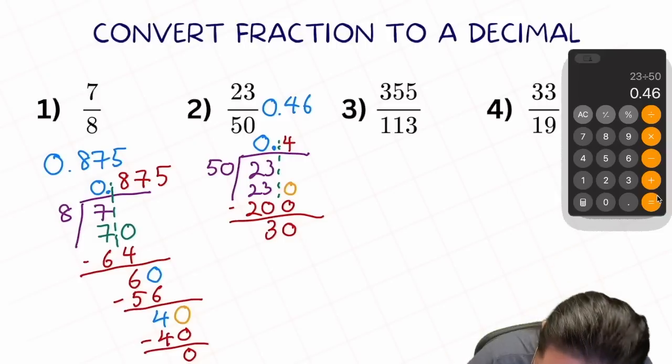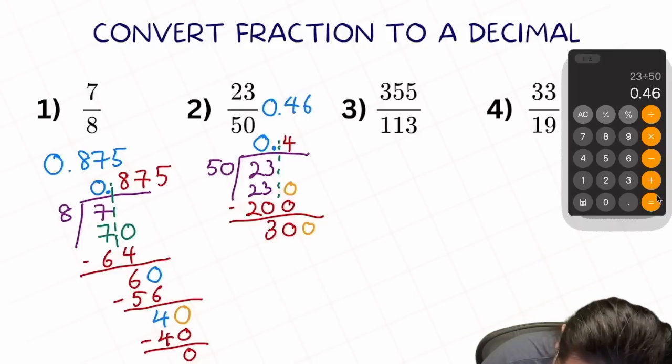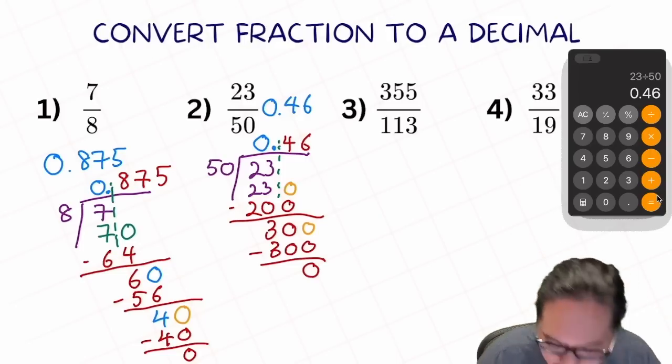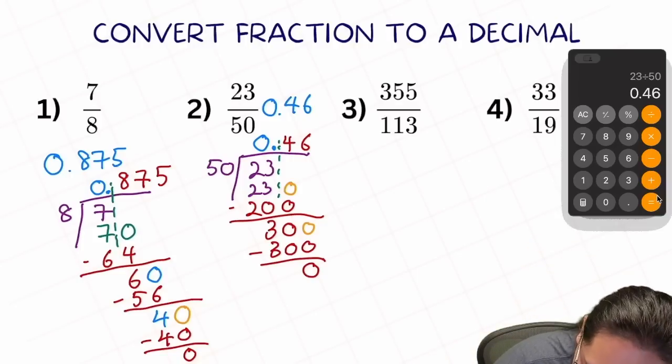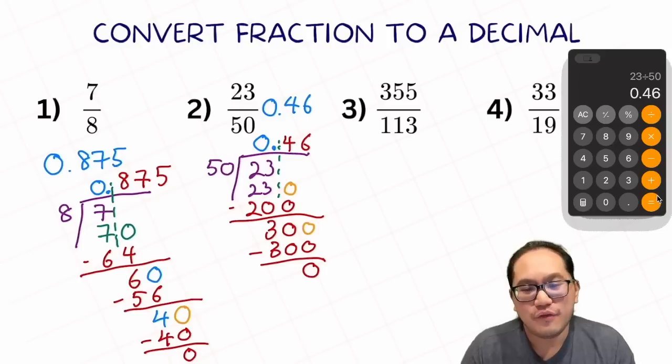So now we add another 0 behind it. Now it becomes 300. Can 300 be divided by 50? Yes, we know we can, right? We can divide it by 6 because 6 times 50 equal to 300. Once you minus that, equal to 0. Voila, that's it. It's done. So with long division, we can also find out that 23 over 50 is equal to 0.46.